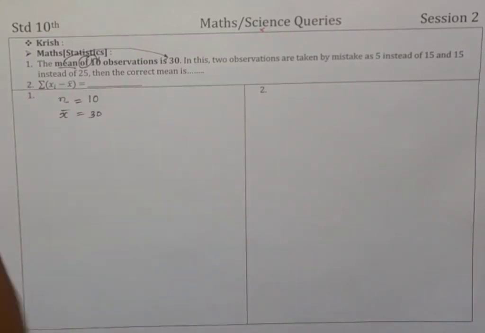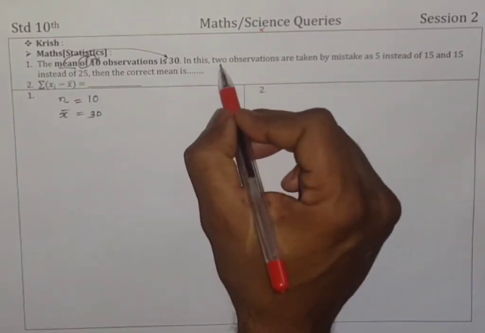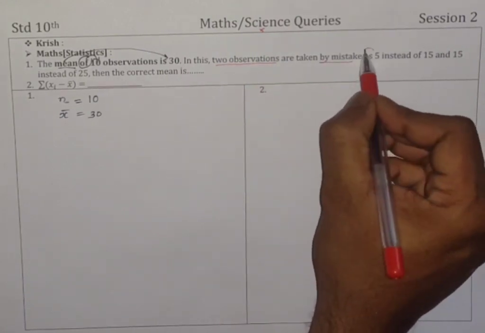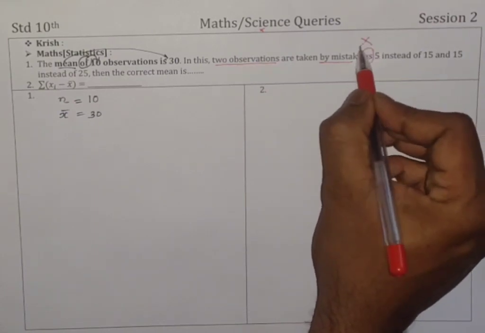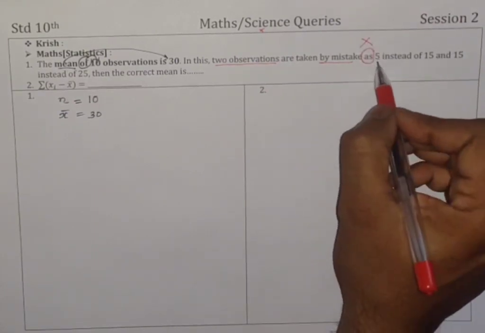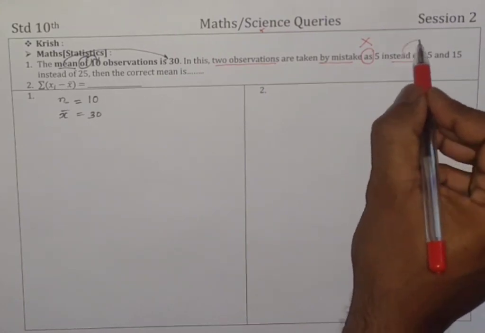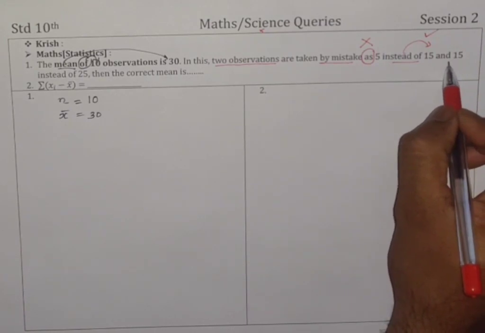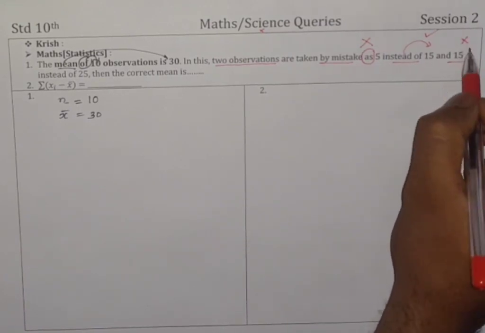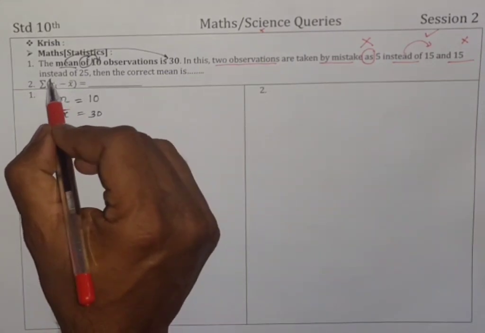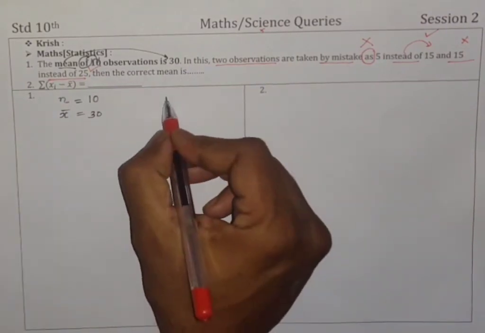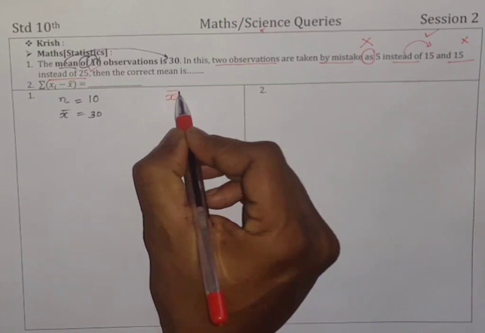All right. Of these, 2 observations are taken by mistake as 5, that is the wrong one, instead of 15, this is the correct one. And 15 taken as 15, wrong one, instead of 25, this is the correct one. Then the correct mean is dash. You are supposed to find the mean.